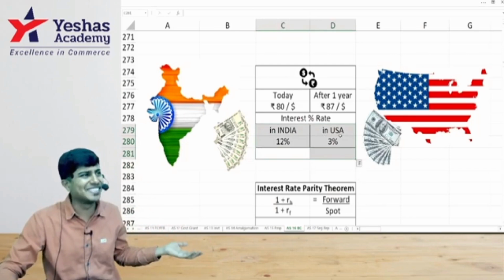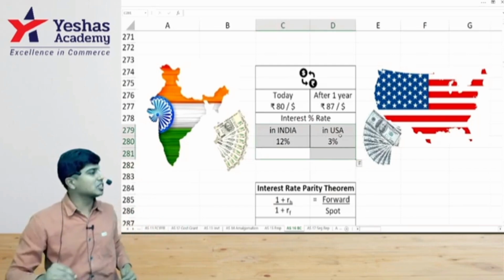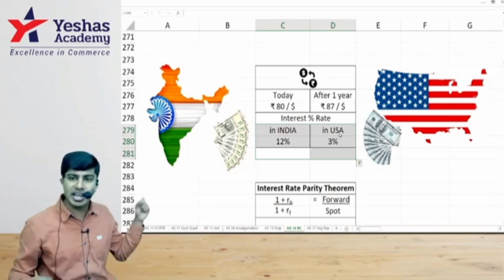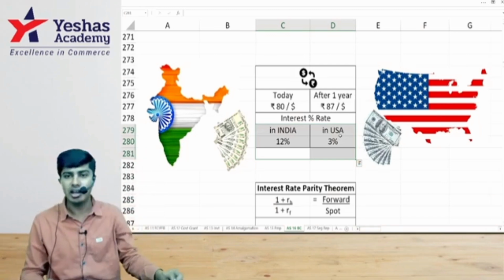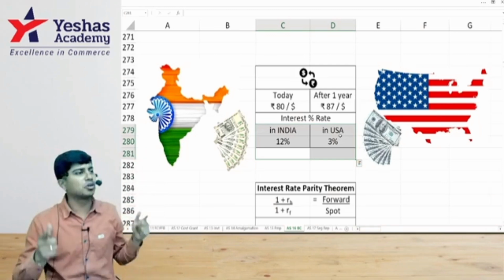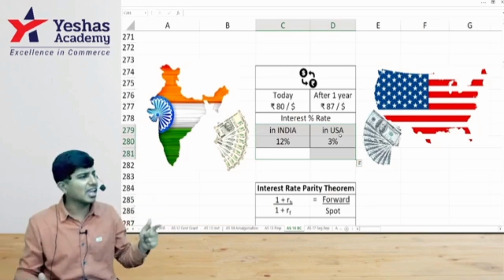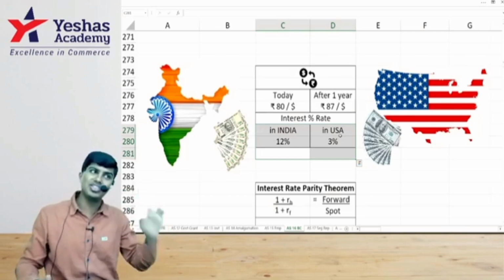Which is lower? Very good. The rate of interest in US bank is lower. So you would prefer to take the loan in USA at 3% and then pay that vendor and not take the loan in India. This is where the concept of IRPT comes into picture. What is it called? IRPT. Interest rate parity theorem.